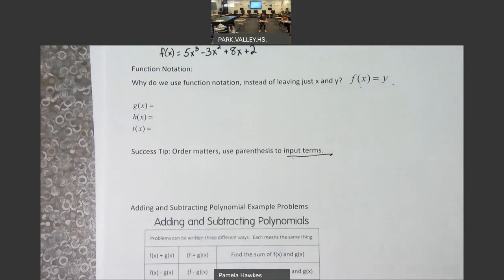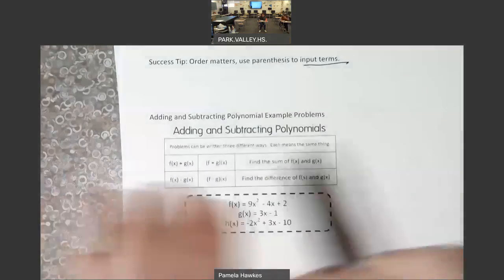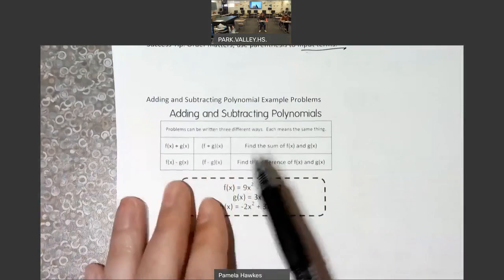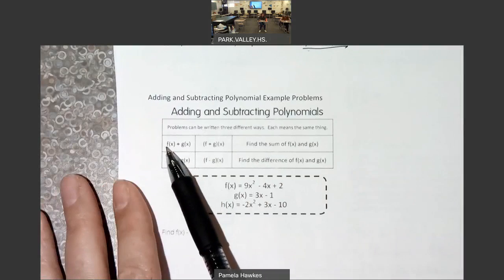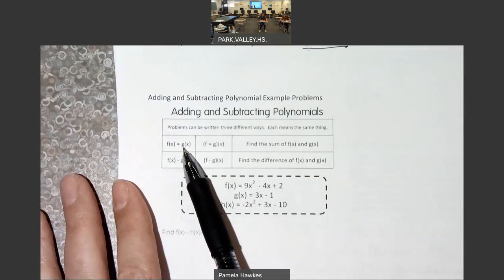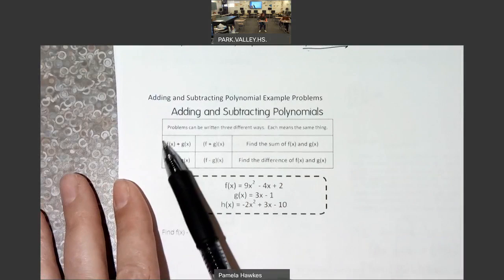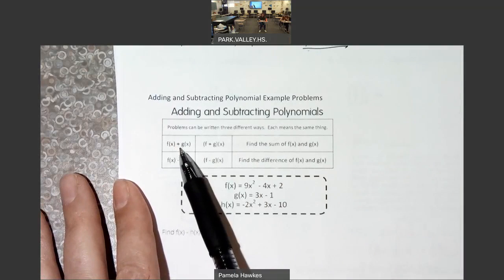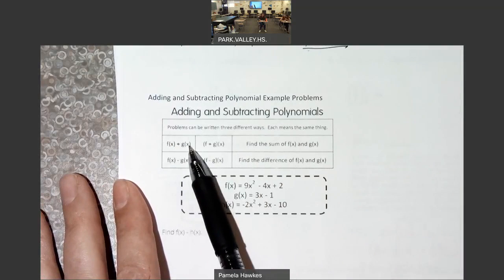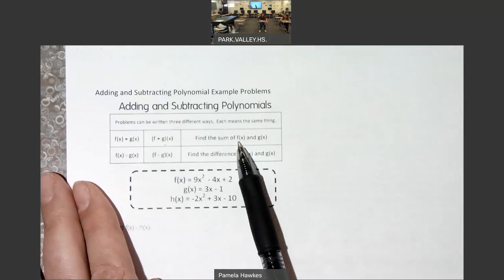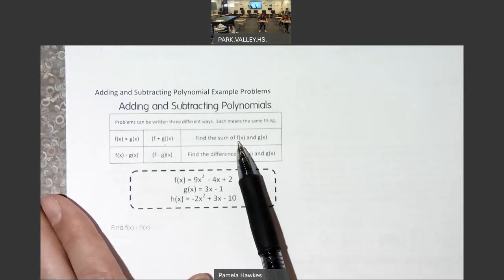So when I'm adding and subtracting, there's ways we can write adding and subtracting polynomials. I can write it f of X plus g of X. That just means take my whole equation f, add it to my whole equation g. It can be written like this, it can be written like this, and it can be written like this. They all mean the same thing.